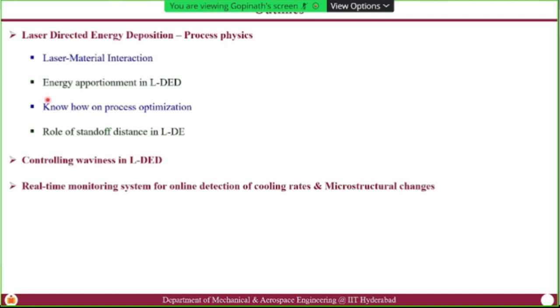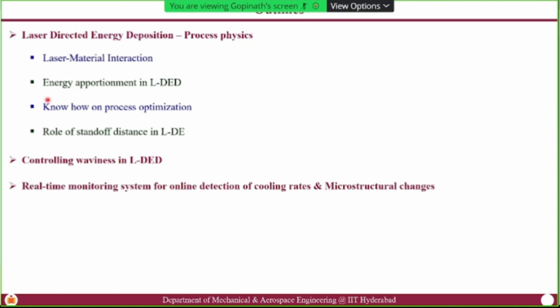Then we will see one of the important parameters, that is the role of standoff distance in the LDED process. Also, based on the observations we have made in the process physics, there is one pressing problem in additive manufacturing, that is the heat accumulation effect, which results in waviness or poor quality deposition and other things. Based on this fundamental understanding, how are we going to control at least the waviness, or to a greater extent, the geometry? That we will try to look into.